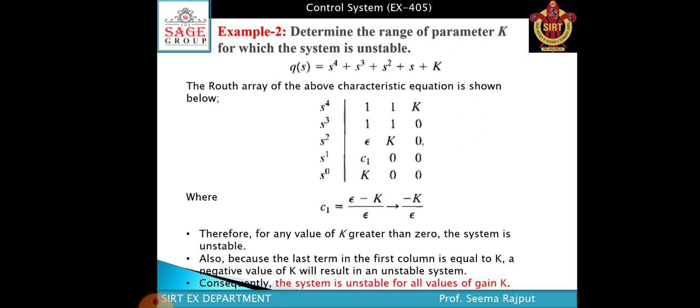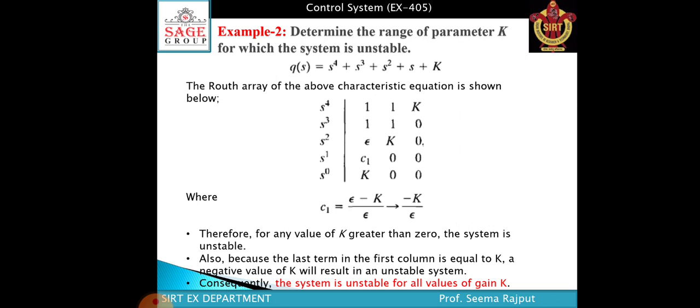So we will draw the Routh array table. The highest power is s to the power 4 and the lowest power is s to the power 0. So we have to put all the values here: 1, 1, k and another row 1, 1, 0, and we have to solve this Routh array, where c1 equals epsilon minus k upon epsilon.